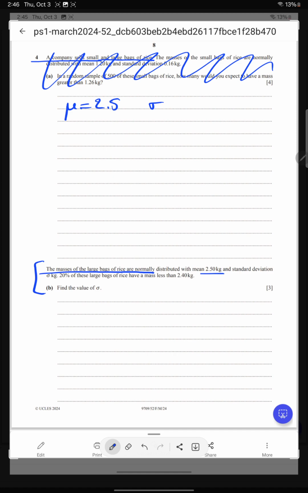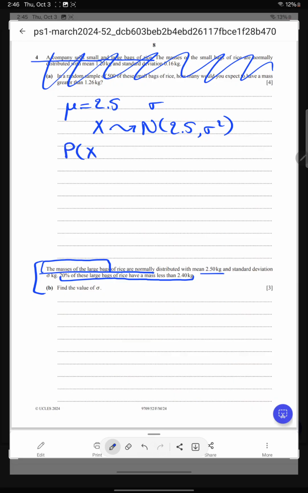So we can say that big X, capital X, that denotes the mass of the large bags, follows the normal distribution of parameters 2.5 and sigma squared. They're telling us that 20% of these large bags of rice have a mass less than 2.4 kilograms. So we can say that the probability that X, the mass, is less than 2.4 is equal to 20%, which is 0.2.